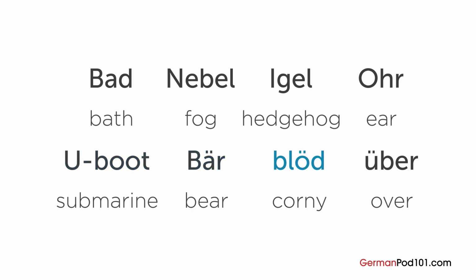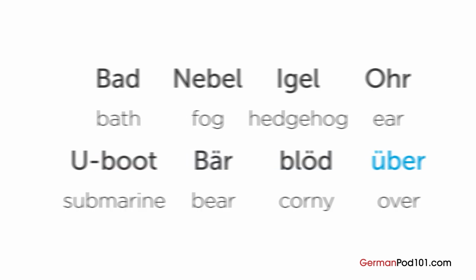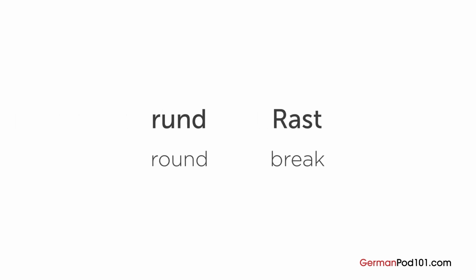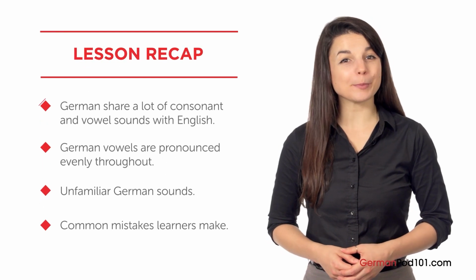Bär, blöd, über. Another challenging sound is the German guttural R sound. Rund, Rast. You want to produce the sound at the back of your throat, as if you're gargling water. Try it. R, R. Well done!